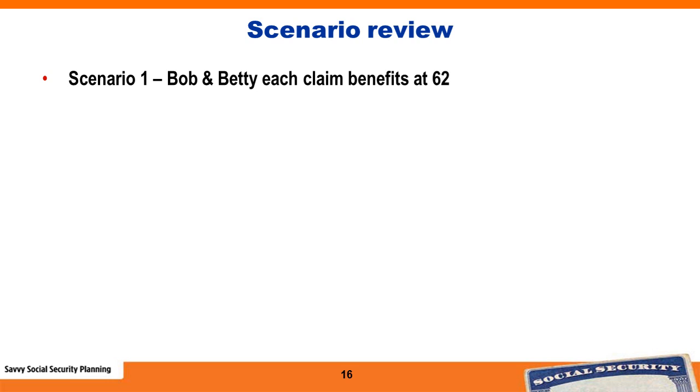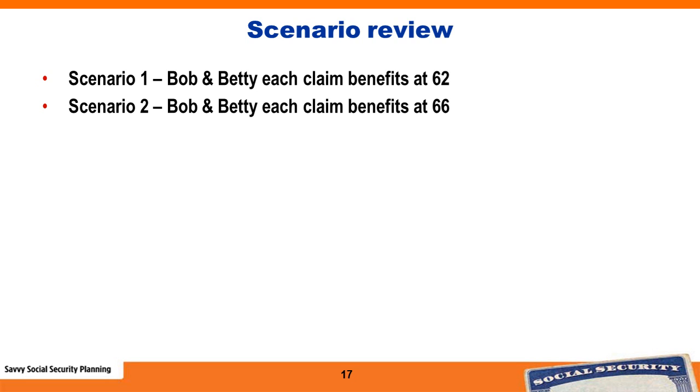Before we go to the summary page, let's do a quick review of the scenarios. In scenario 1, Bob and Betty each claim benefits at 62. In scenario 2, Bob and Betty each claim benefits at 66. Bob receives his own benefit, and Betty receives her spousal benefit because it is higher.